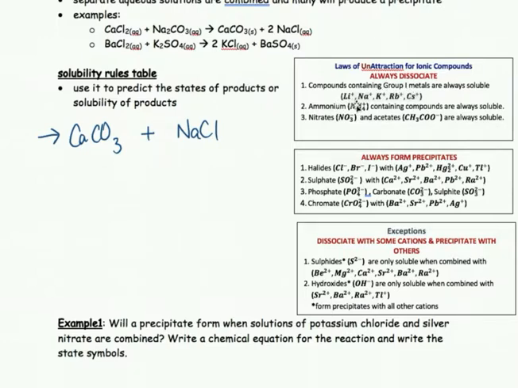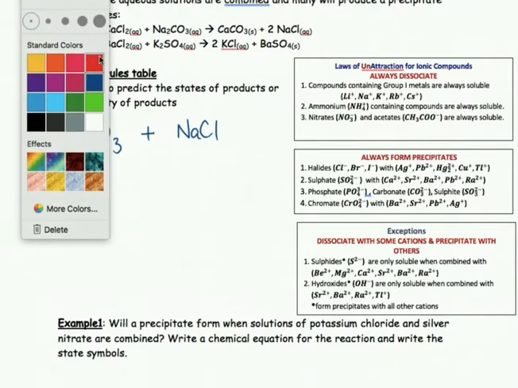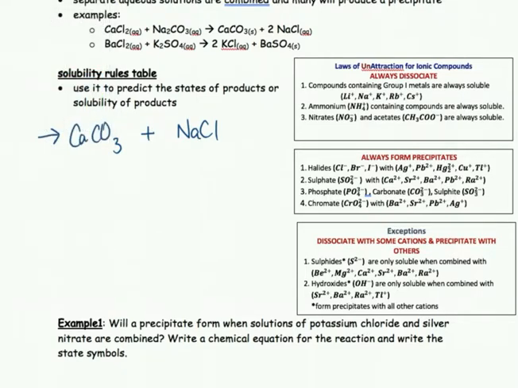So right now you're looking through here. Calcium isn't one of the group 1 metals, it's a group 2 metal. Carbonate is not listed here, so nothing applies in this box. So let's go to the next one here. Halide, sulfate, okay, carbonate right there. Anytime anything combines with carbonate, it will form a precipitate. So we are going to write in our state symbol solid for that one there, a little symbol like that.